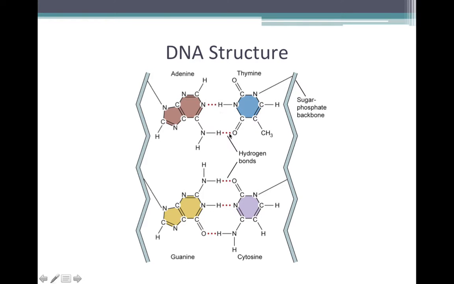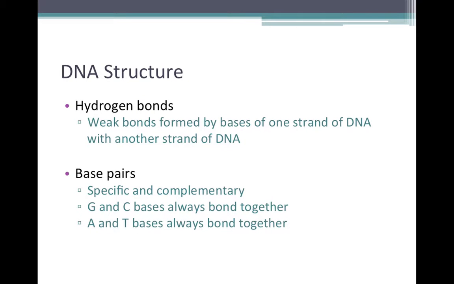However, these hydrogen bonds are weaker than other types of bonds like covalent bonds. So these other solid lines here indicate covalent bonds, which are stronger. Because these hydrogen bonds are weaker, it allows for the strands of DNA to separate, and these strands of DNA need to be able to separate during DNA replication.